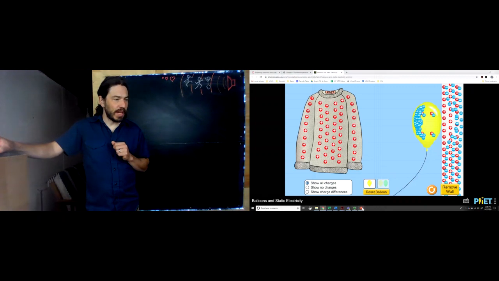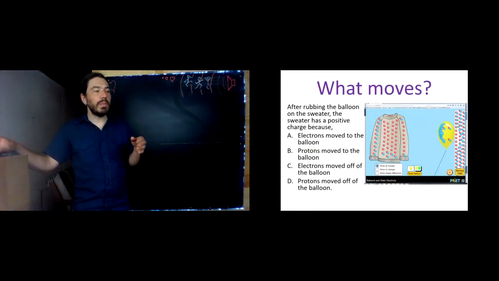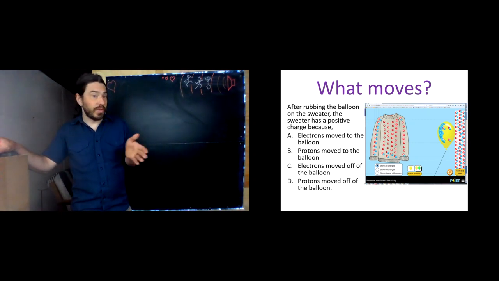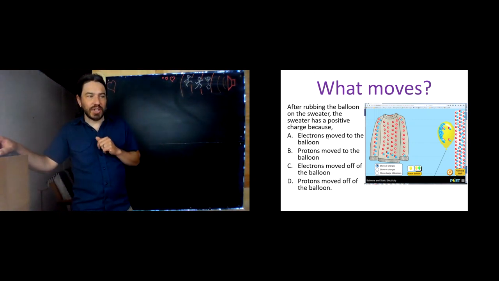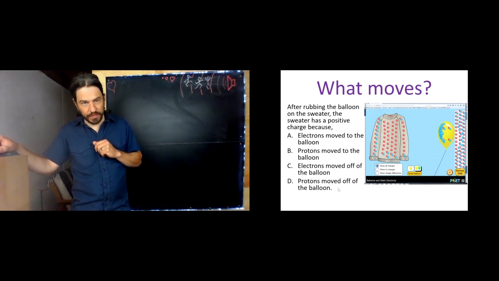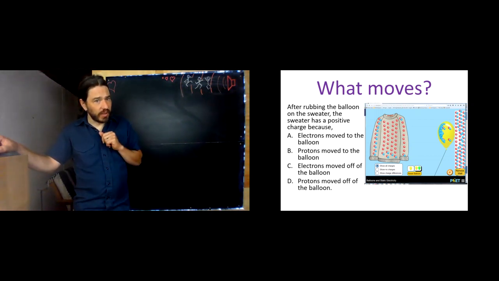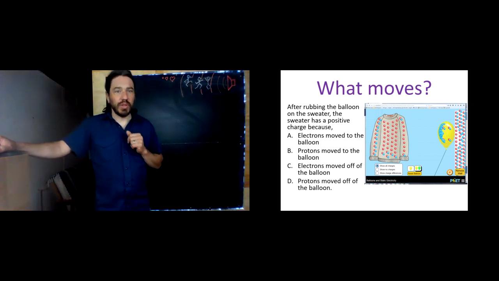Okay, let's go back to the lecture slides here. After rubbing, the balloon has a negative charge and the sweater has a positive charge. Why? Is it because electrons move to the sweater? Is it because protons move to the balloon? Is it because electrons moved off the balloon? Or is it because protons moved off the balloon? Why don't you think about it for a second, pause the video, and then when we come back, I'll show the answer.